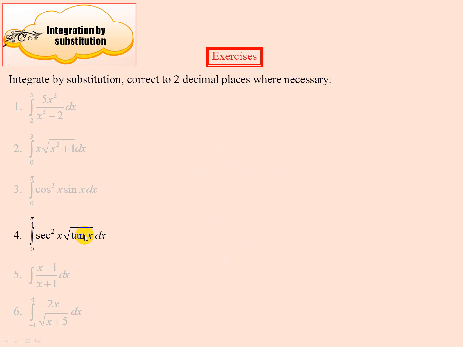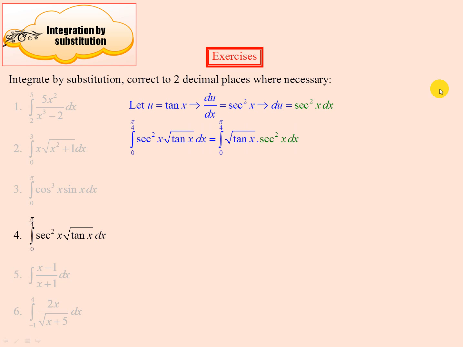So sec squared is the derivative of tan, so definitely a substitution. So du equals sec squared dx. So that's fine as it is there. Now we need to do our substitution. u equals tan of x, so tan of 0 is 0. Tan of pi by 4 is 1.